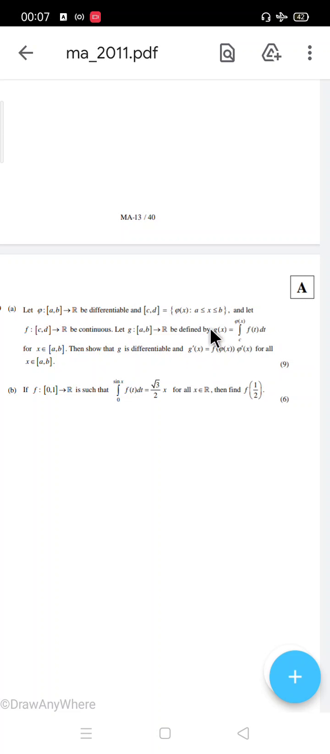And Lagrange, or what is that, the Leibniz theorem of differentiation of integration, that is what they are asking to prove. Then you just take the derivative of this, use the previous theorem and do that. That was nice.